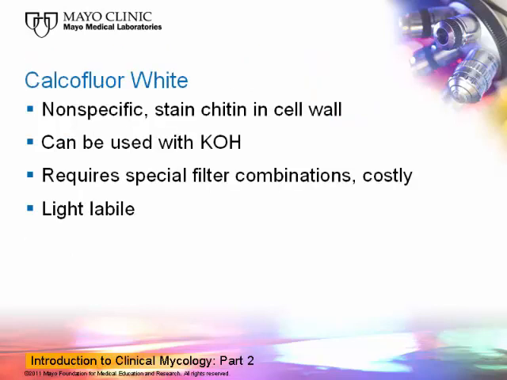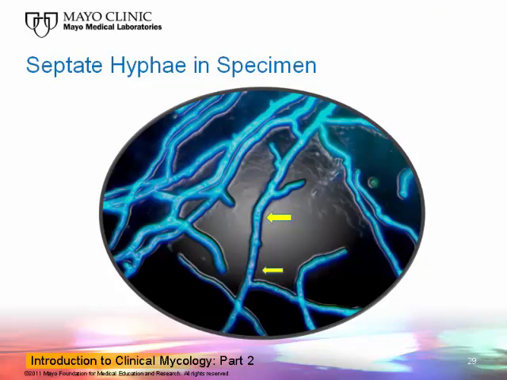Calcofluor white is used, as I mentioned, as a fluorescent brightener. It's a non-specific stain that binds with the chitin in the cell wall of the fungi. And you have to use certain filter combinations, 440 nanometer filters. They're very costly, but they work well. And the calcofluor white needs to be made up ahead of time and kept in a bottle that is dark, covered with foil, because it's light labile. But it's a very useful tool in the clinical laboratory to be able to look at the fungi. This is an example here of calcofluor white.